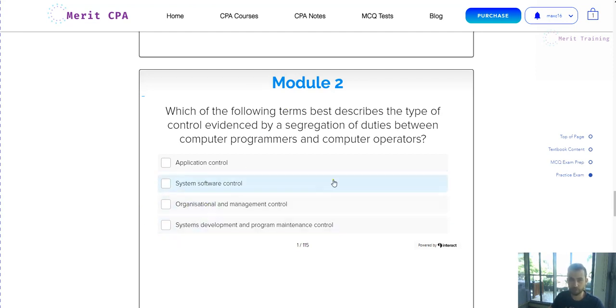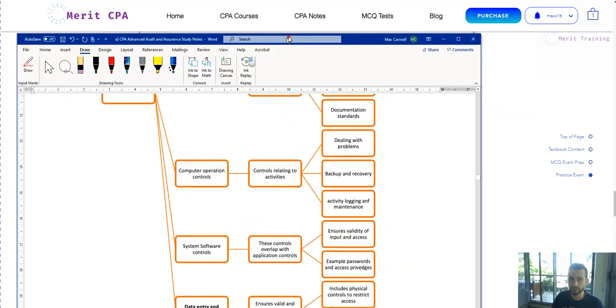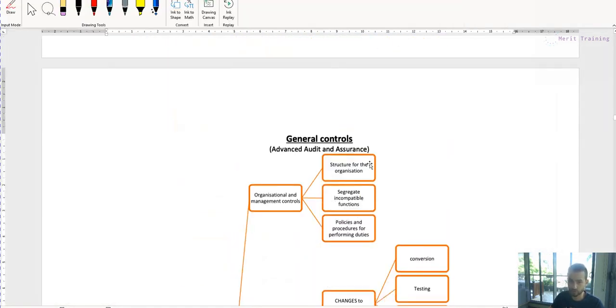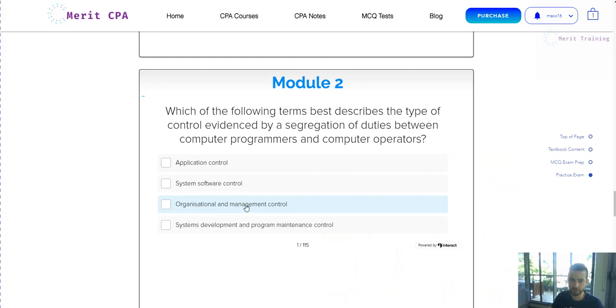Next one is organizational and management control. So that is to do with hierarchies and segregation of control. So we talked about that up here. So it's to do with the structure of the organization, segregating incompatible functions like developer and user. So that's most likely the answer there, C.